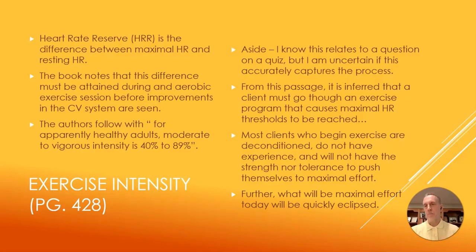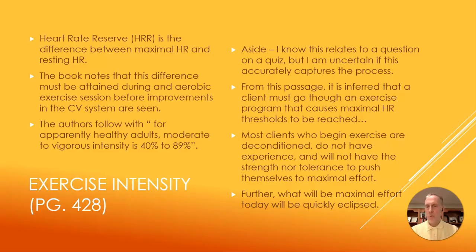So, heart rate reserve, and this is kind of quirky the way the book writes this out. It's the difference between maximal heart rate and resting heart rate. It's kind of the reserve amount between those two numbers. It's a mathematical equation. But the book notes, and this is where it's quirky, that this difference must be attained during an aerobic exercise session before improvements in the cardiovascular system are seen.